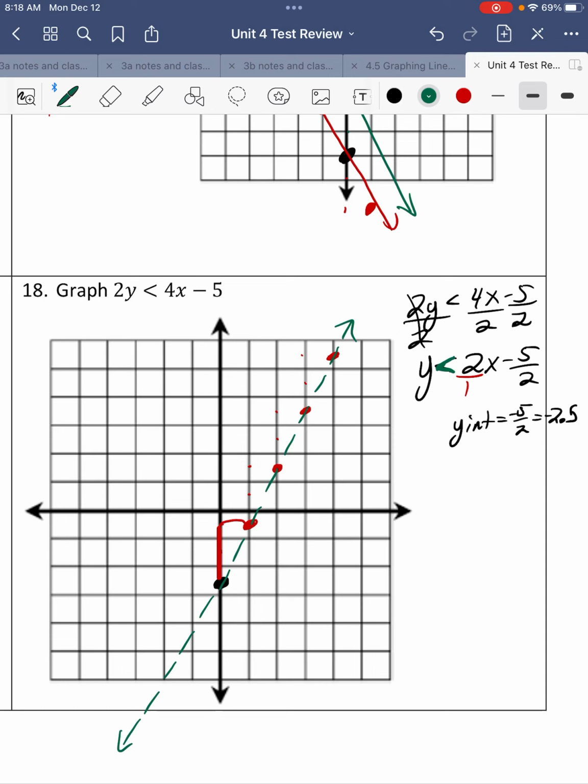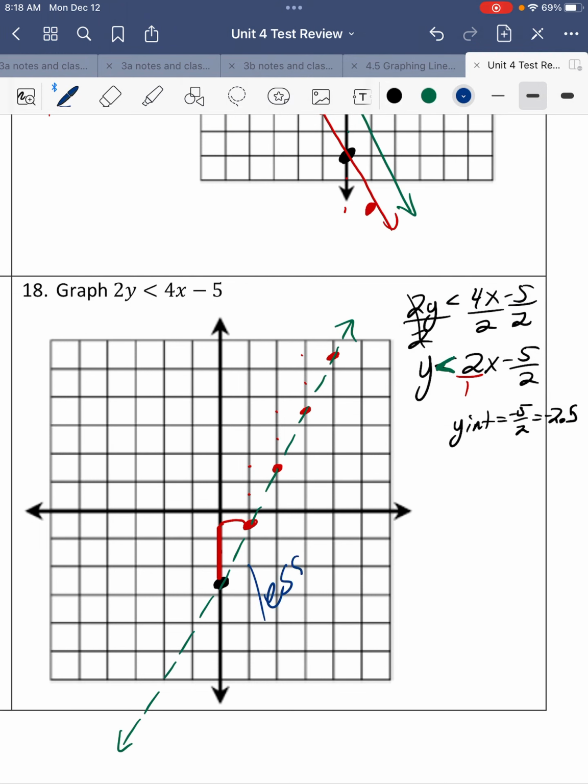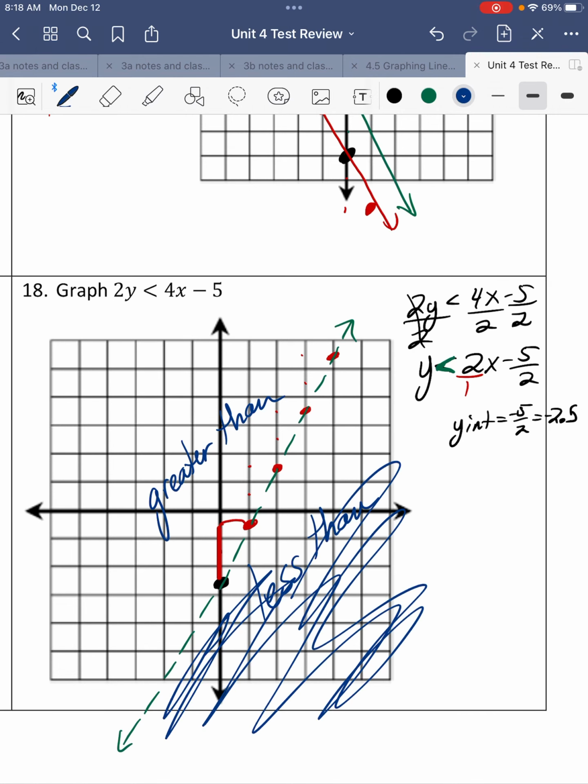And then it's a less than. Less than would be below the line. If it was greater than, it'd be above. So less than, I'm going to shade below.